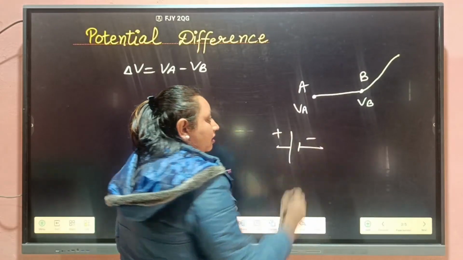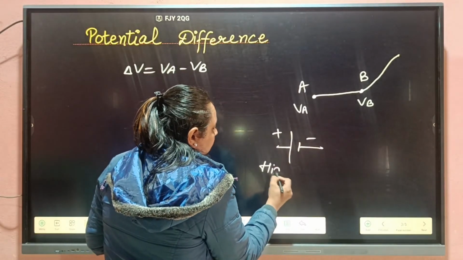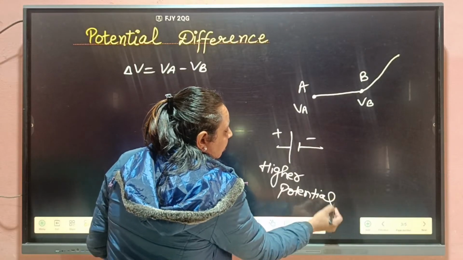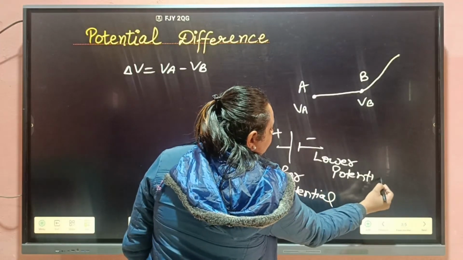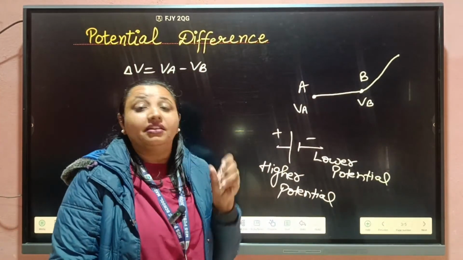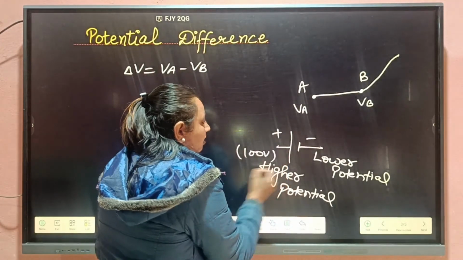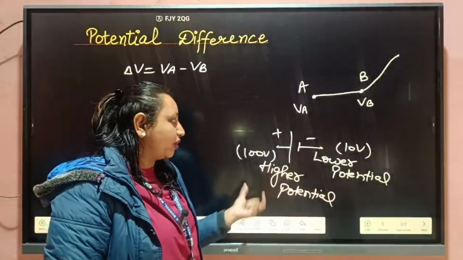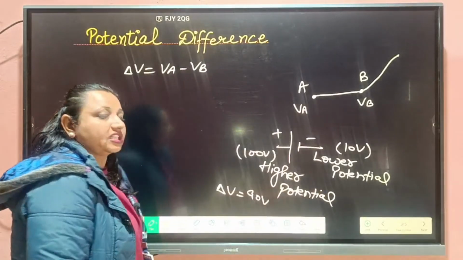In a cell or a battery, we draw like this. One is the positive terminal, another one is the negative terminal. So what does a positive terminal indicate? It has higher potential. And the negative terminal has lower potential. The difference of these two potentials is known as potential difference, which we represent by simple V or delta V. Delta represents the change or the difference, right? Suppose it has 100 volt potential, and it has 10 volt potential. The difference of the potential of these two points is 90 volt. So potential difference is 90 volt. Understood?